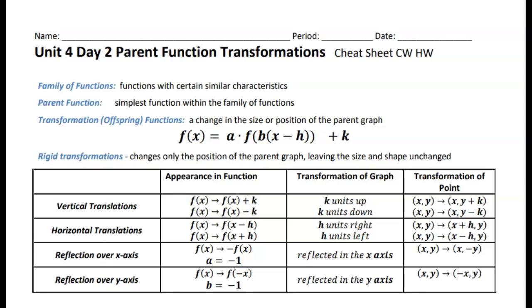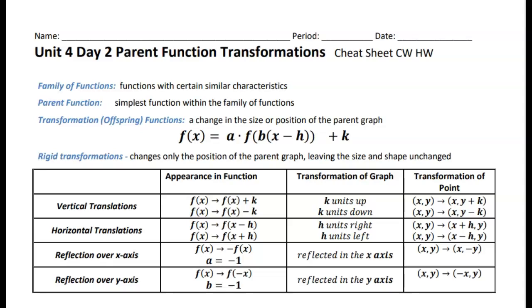So if you opened up the homework, you'll see this handout, and this is where you're going to take notes and finish up number 1 through 13 for homework. All right, so this little cheat sheet goes through what a family of functions is, what we talked about last block. It's just functions with certain similar characteristics. They kind of all look the same.